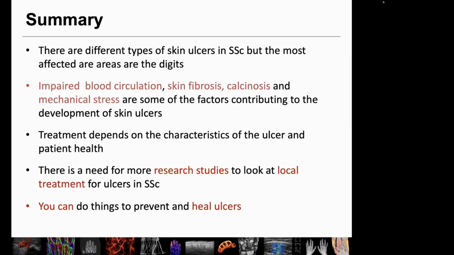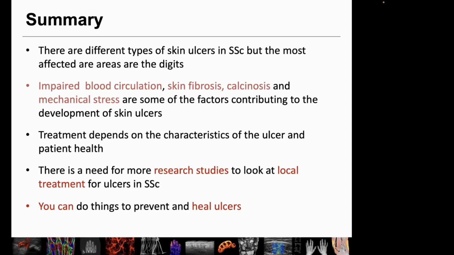So we'll reach the end. The summary is there are many different types of ulcers, as we can see. The main causes of the ulcers are impaired blood flow, skin fibrosis, calcinosis, and obviously mechanical stress is an added factor to all of those. If you have it, then it gets worse.